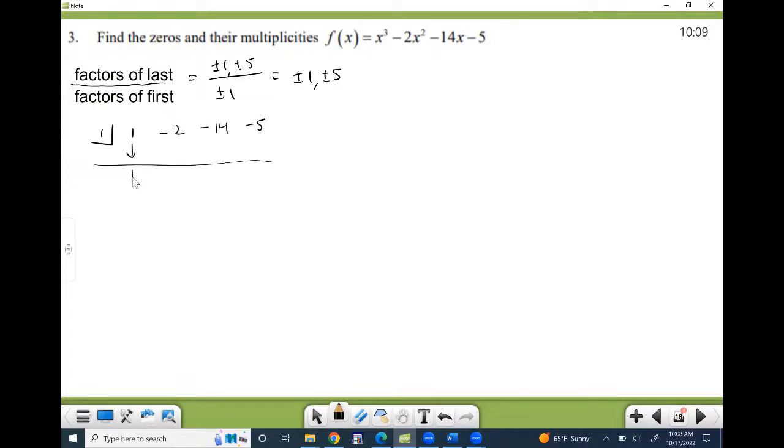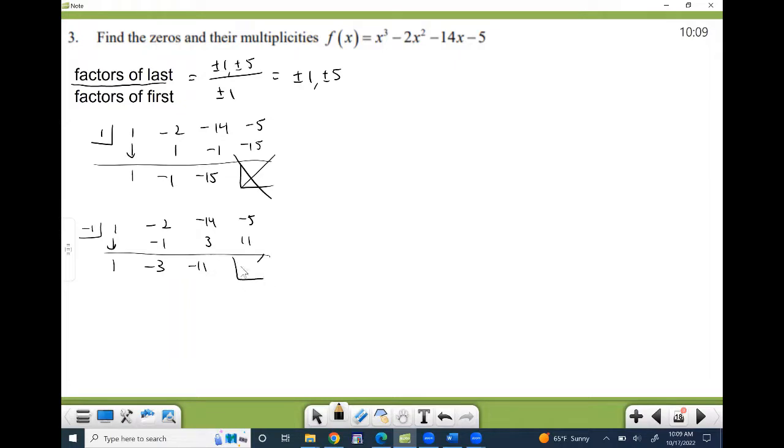Here we go. 1 times 1 is 1. Add downward. 1 times -1 is -1. Add downward. 1 times -15 is -15. This is not a remainder of 0. Okay, so let's try it again with -1. -1 times 1 is -1. Add downward. Negative times a negative equals a positive. Add downward. Negative times a negative equals a positive. That's not going to be 0 either. Okay, so let's try 5.